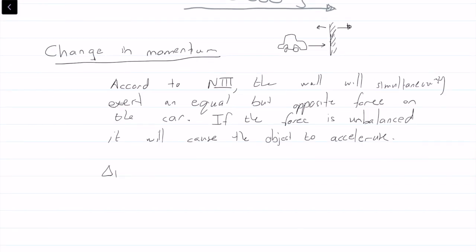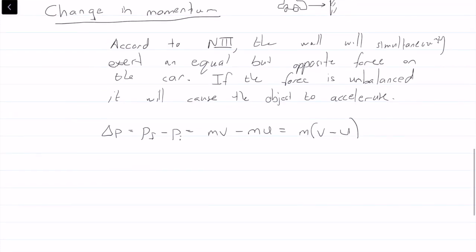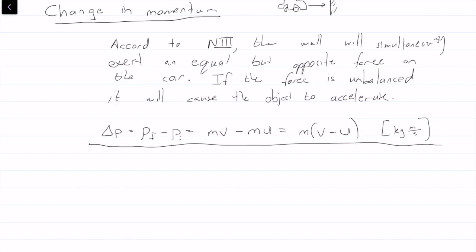momentum. So change in momentum is going to obviously equal our momentum final minus our momentum initial, which is equal to our mass times our velocity final minus our mass times our velocity initial, which we say is a u, which is equal to mass times velocity final minus velocity initial. And that gives us a change in momentum, which has the same units of momentum, obviously, which is kilograms meters per second. Okay, but this right here is quite an important equation.